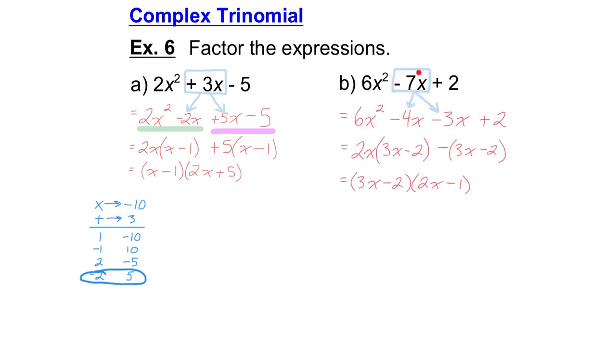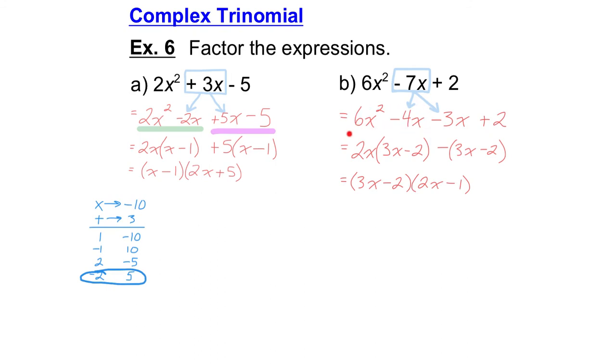So I decomposed my middle term into two terms. They need to multiply to 6 times 2, which is 12. So multiply to 12, add to minus 7. Negative 4 times negative 3 is positive 12. Minus 4 minus 3 is minus 7. Okay, so I decompose the middle term. Now I'm going to factor by grouping.